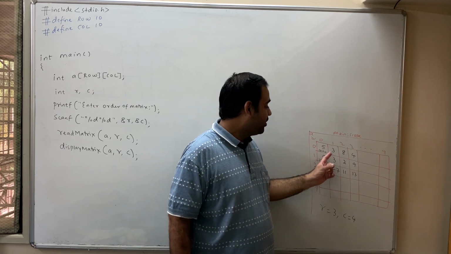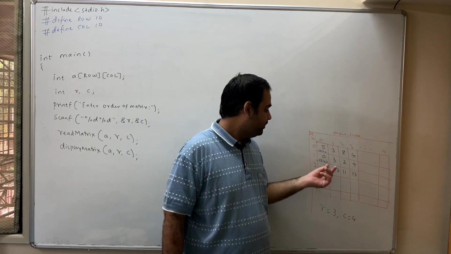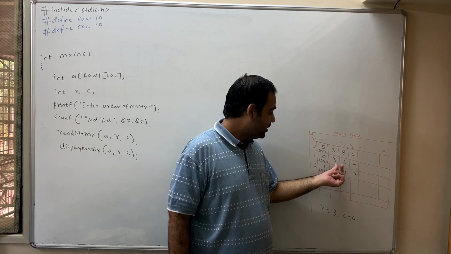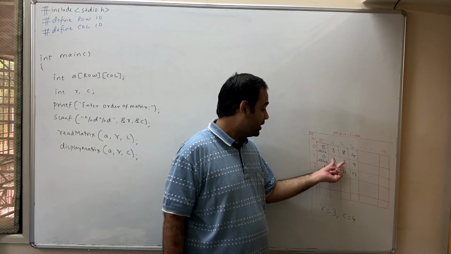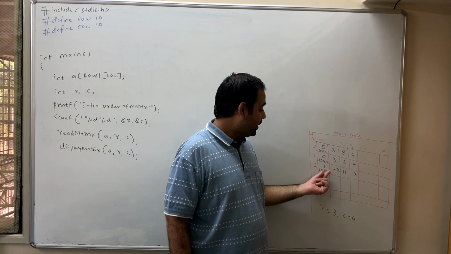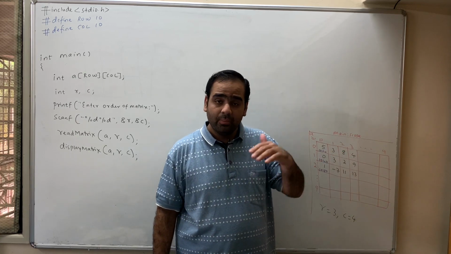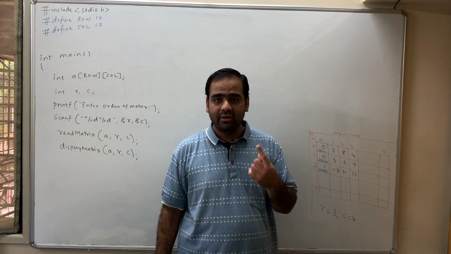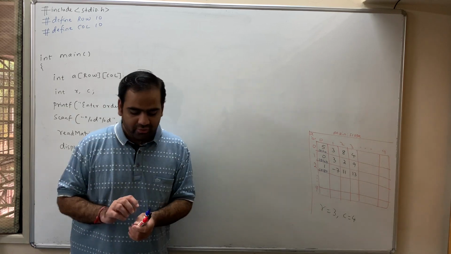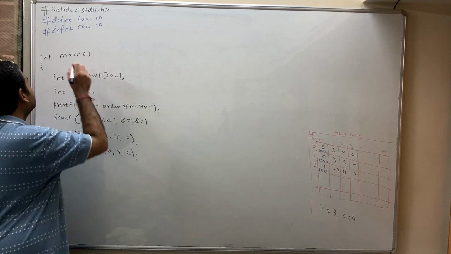Now how many prime numbers are there in the first row? There are 2 prime numbers. Second row, how many prime numbers are there? There are 2 prime numbers, 2 and 3. How many prime numbers are there in the third row? Again there are 2 prime numbers, 11 and 13. That means there are multiple values and a function can return only one value. Therefore we take the return type of the function as void.